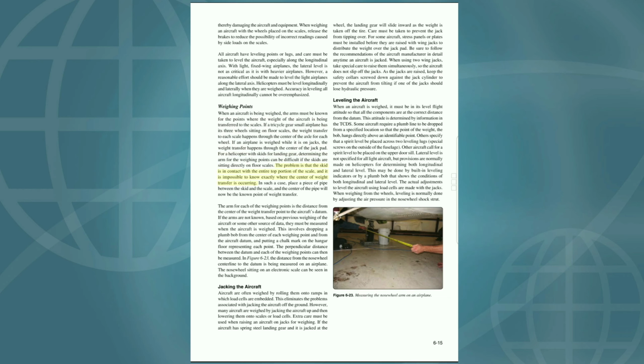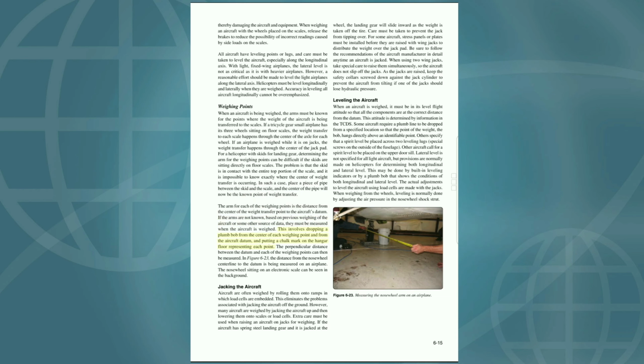The problem is that the skid is in contact with the entire top portion of the scale, and it is impossible to know exactly where the center of weight transfer is occurring. In such a case, place a piece of pipe between the skid and the scale, and the center of the pipe will now be the known point of weight transfer. The arm for each of the weighing points is the distance from the center of the weight transfer point to the aircraft's datum. If the arms are not known, based on previous weighing of the aircraft, or some other source of data, they must be measured when the aircraft is weighed.